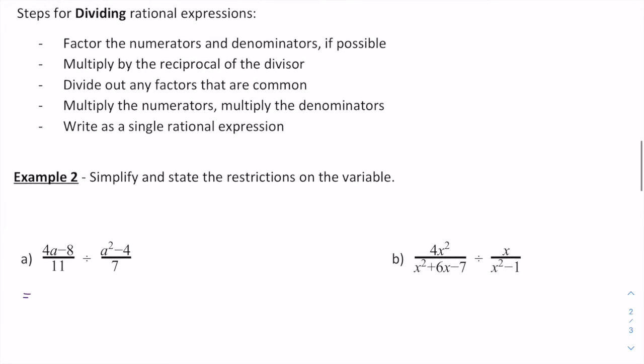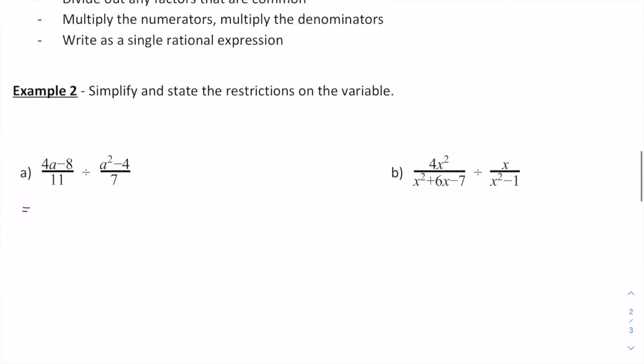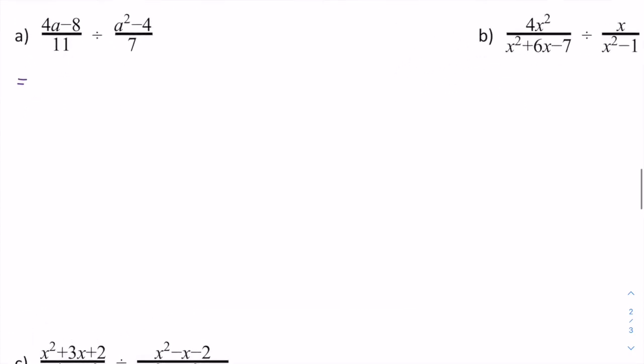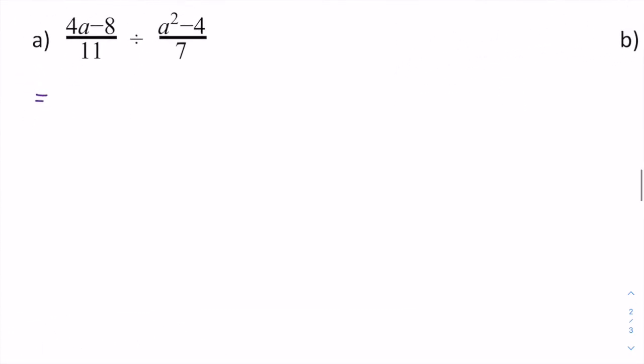So the steps for dividing are really similar. The only real difference is we need to flip the second one and then multiply. So sometimes we get a few extra restrictions from that, so just be really mindful that you've got all of your restrictions. Okay, so for this first one, we have (4a minus 8) over 11 divided by (a squared minus 4) over 7. So let's first try to factor out as much as we can. So if I look at the numerator of the first one, I can factor out a 4 there, all over 11.